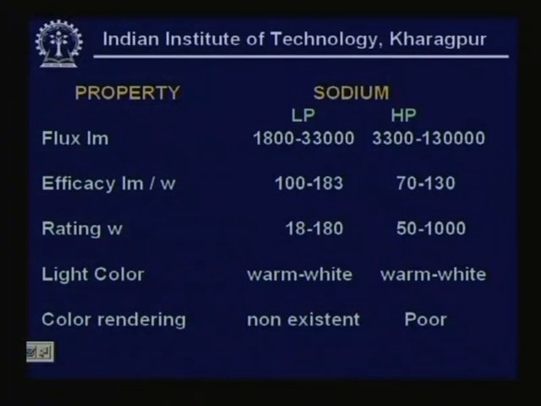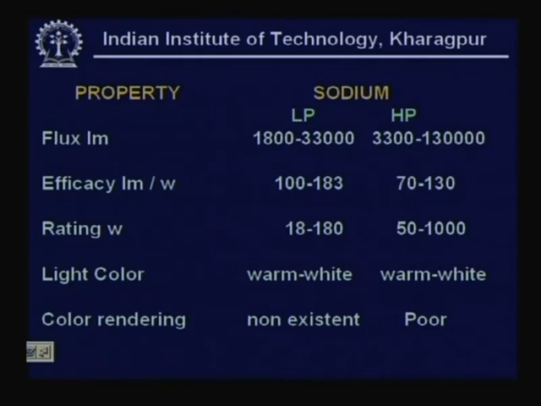That is the process. As against this, if you look at the sodium, you see at low pressure itself, the radiation levels are reasonably high, lumens ranging from 1800 to about 33,000, and high pressure is from 3.3 thousand to 130,000. That's the kind of a flux that's available with efficacies. That's where the issue is. Very good efficacies, 100 to 183. So for every watt of energy you consume, you are getting a reasonably good light output. That's the issue.